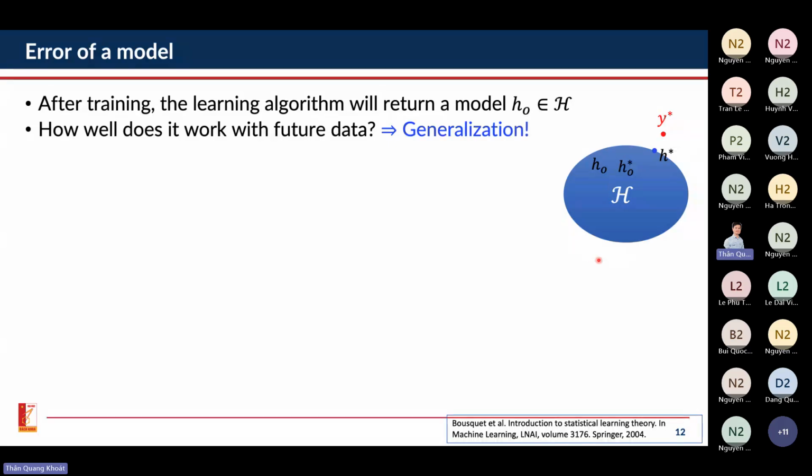After training, we can obtain a model we denote by S0. And of course, we want to understand its ability for future prediction, right? Or in other words, we are considering its generalization ability, right? How well it can work with unseen data on average.